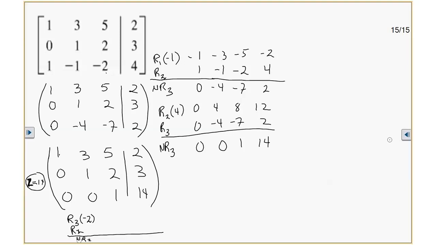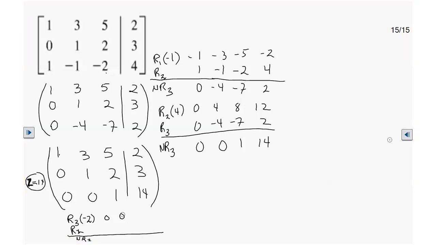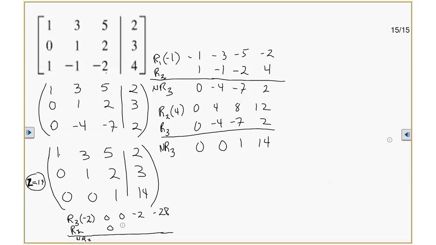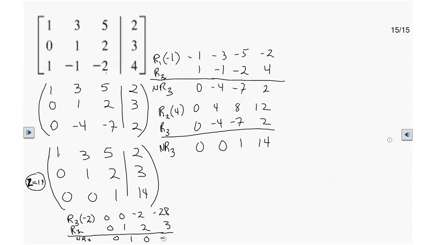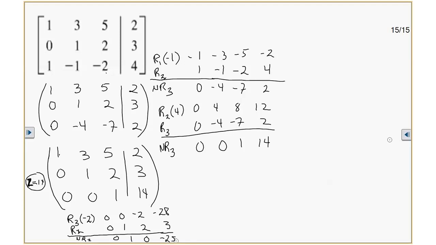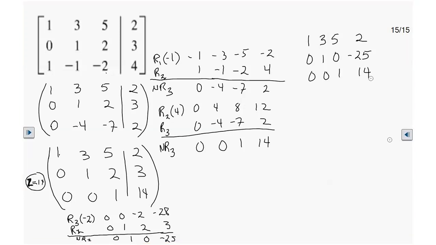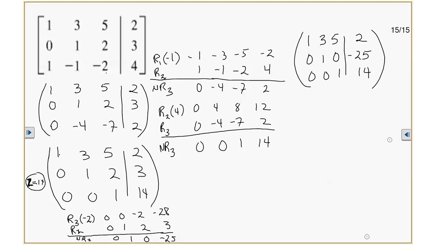So negative 2 times row 3 is 0, 0, negative 2, negative 28. Add it to row 2, 0, 1, 2, 3. That's going to give you 0, 1, 0, negative 25. So now I've got 1, 3, 5, 2; 0, 1, 0, negative 25; and 0, 0, 1, 14.